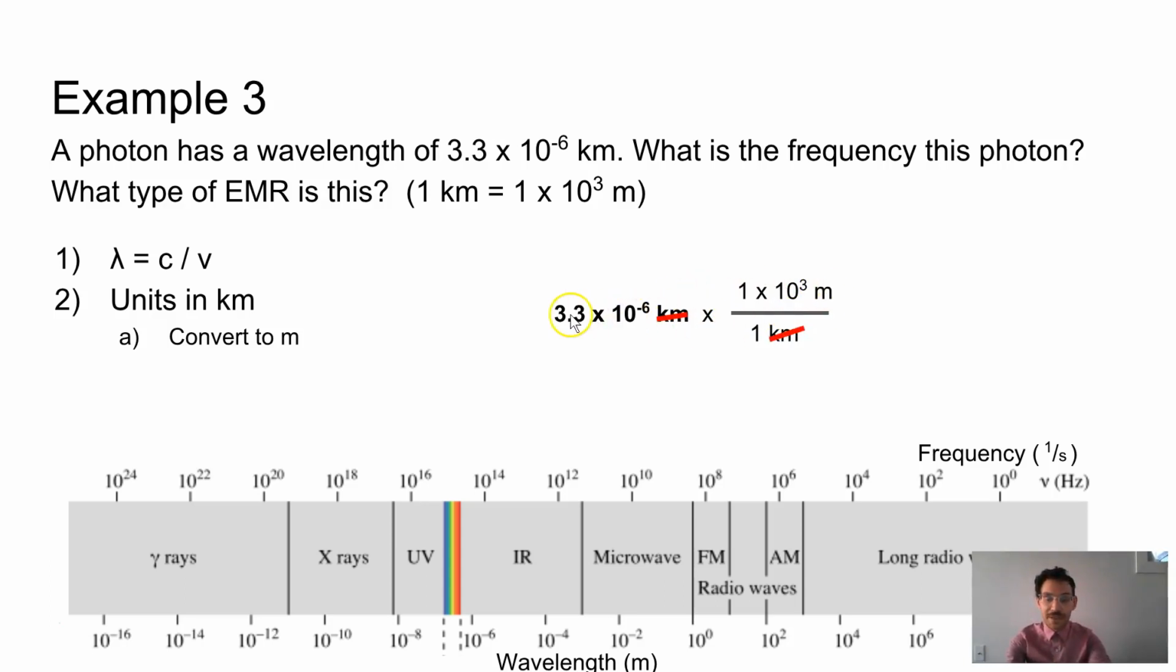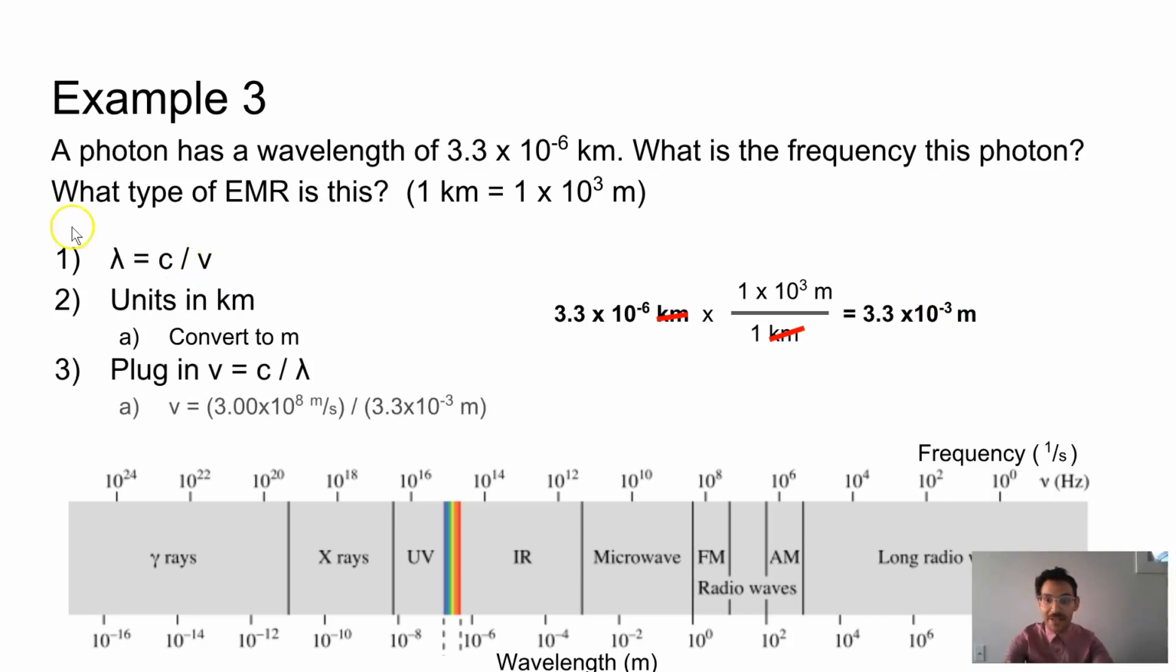So I'll do this number, 3.3 times 10 to the negative 6 times 1 times 10 to the third, and that's going to give me 3.3 times 10 to the negative third meters. Cool. So now I can just plug this into my equation. So I'll do the speed of light divided by this number, and that's going to give me my frequency of 9.1 times 10 to the 10th hertz, or inverse seconds.